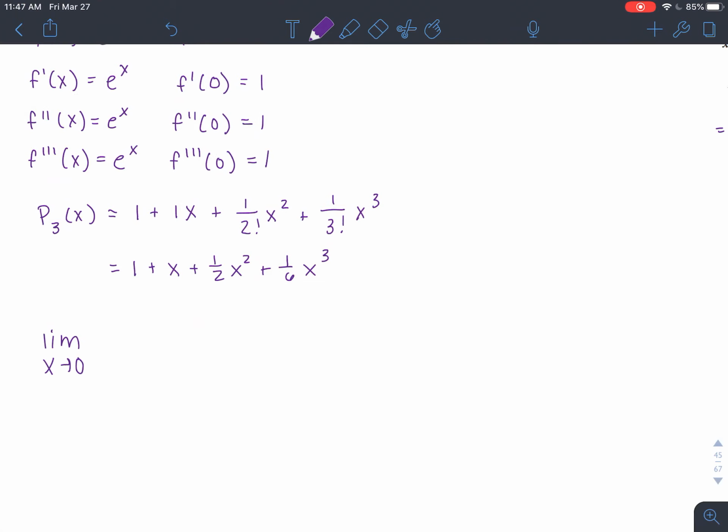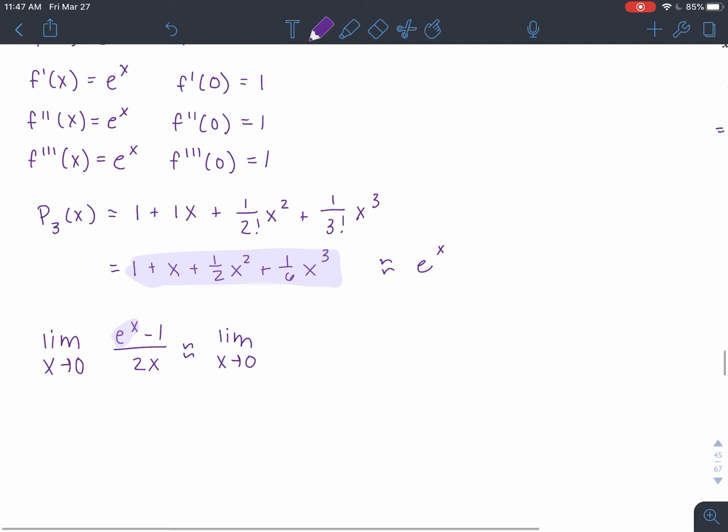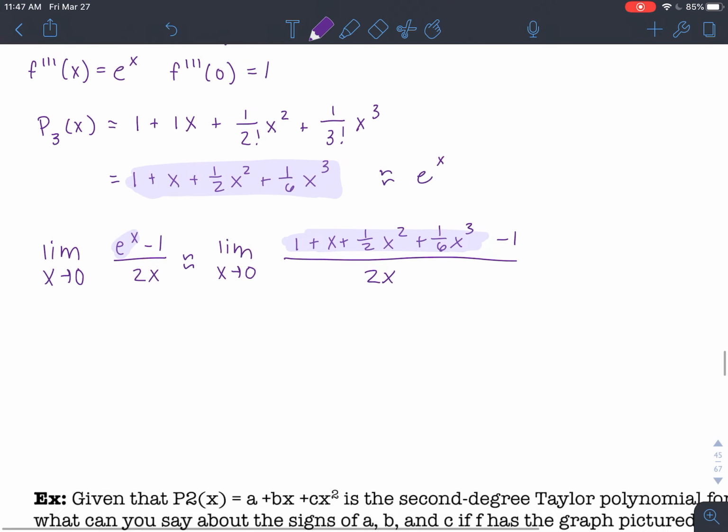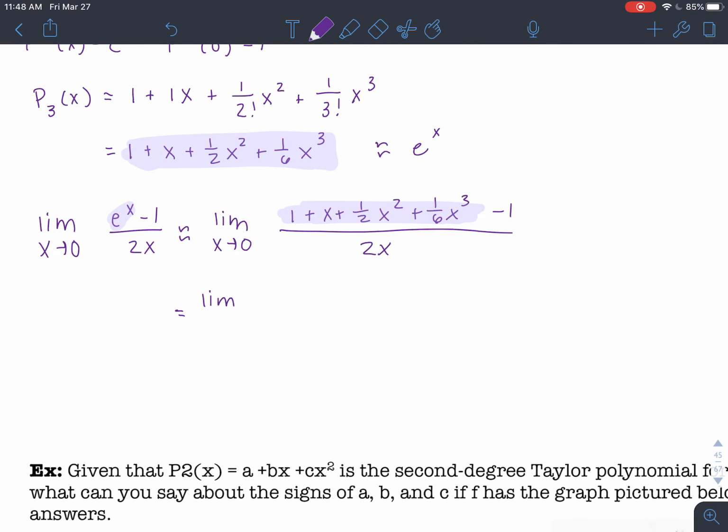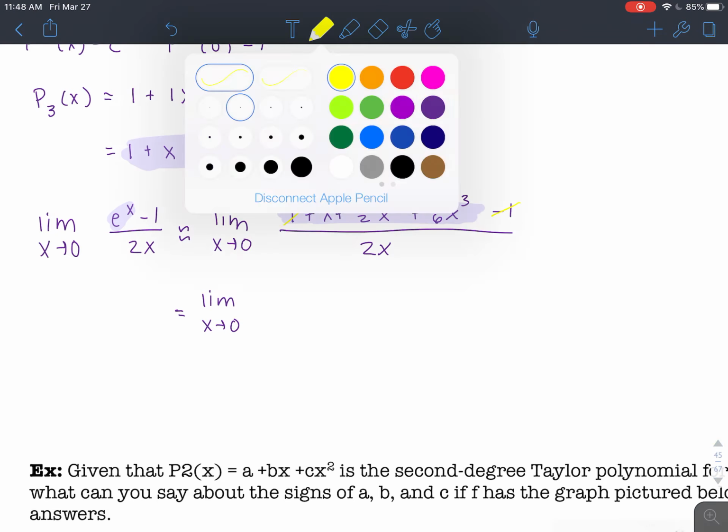So now when we're finding the limit as x approaches 0 of e to the x minus 1 over 2x, we can say, well, that's going to be approximately the same as the limit as x approaches 0 of, and we're just going to replace e to the x with its Taylor polynomial approximation. This is approximately e to the x. So we're going to replace that there. So we've got 1 plus x plus 1/2 x squared plus 1/6 x cubed, and then we still have that minus 1, and then it's all over 2x.